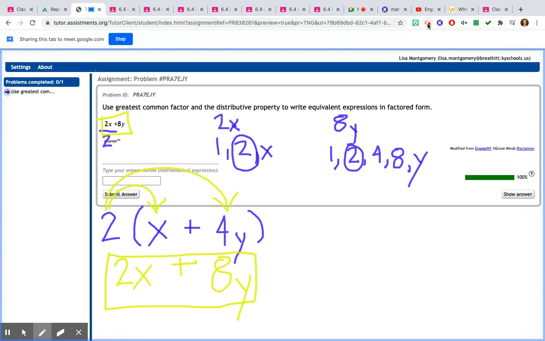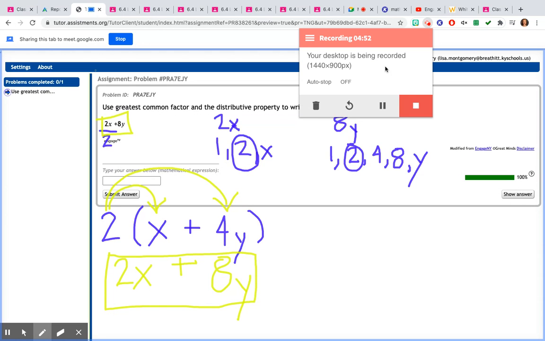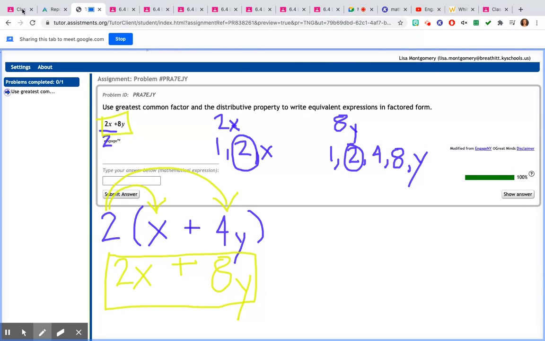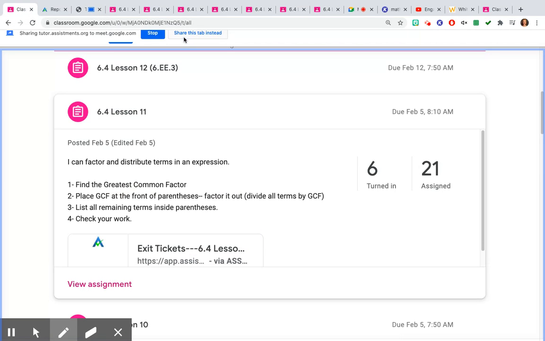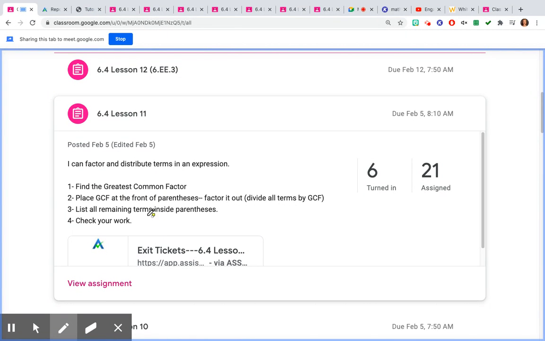So I hope that was a quick refresher with distributing and with factoring and then redistributing the greatest common factor. And that's all we're doing today. That very last step.